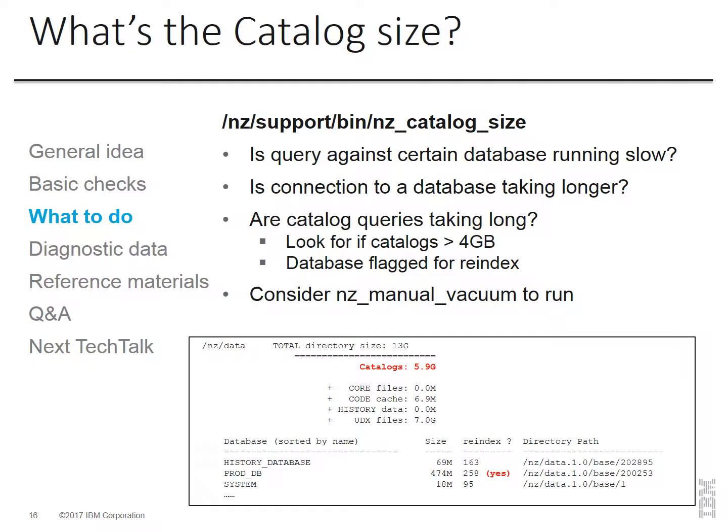Do you have a huge catalog? Every query has to go through the catalog operation. If the catalog on the host is large, queries against the catalog and connections to the database will be slow. Run nzcatalogsize to find out the details of the current catalog size and if vacuuming will help you reduce the catalog size. It may not be the cause of the current performance problem, but it is one of the important aspects to check. If the catalog size is more than 4 GB and database flags for reindex, you need to consider a manual vacuum.